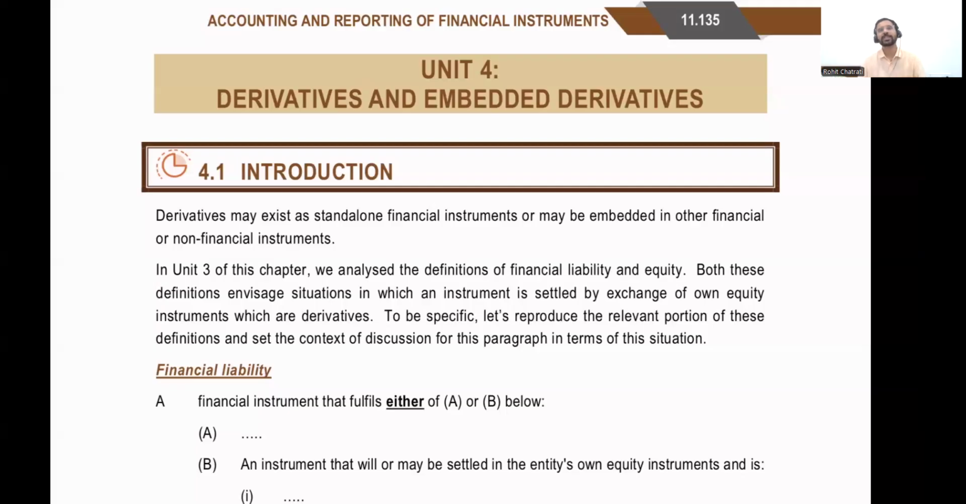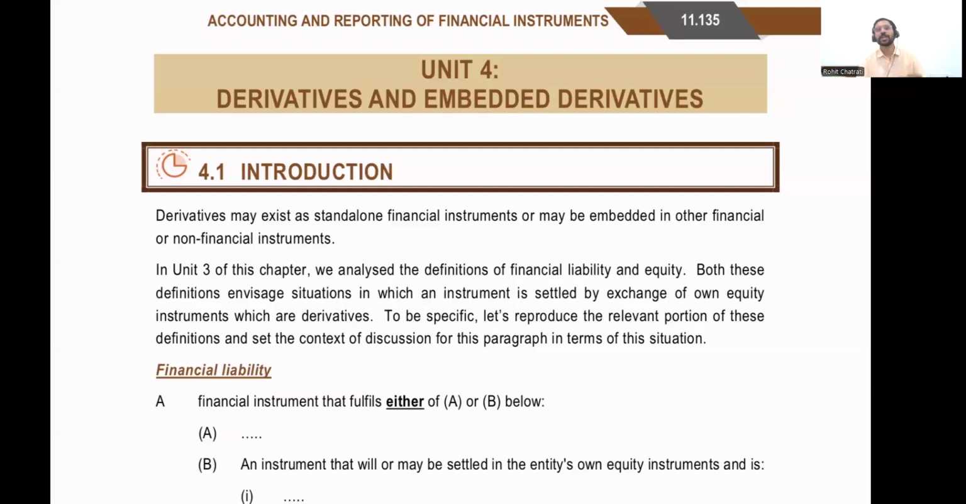Condition number one is the value of the contract should change in response to an underlying variable. All right, the value of any particular contract should change in response to an underlying variable. So there should be an underlying variable. As a result of the change in the underlying variable, the value of the contract should keep changing. This is condition number one.